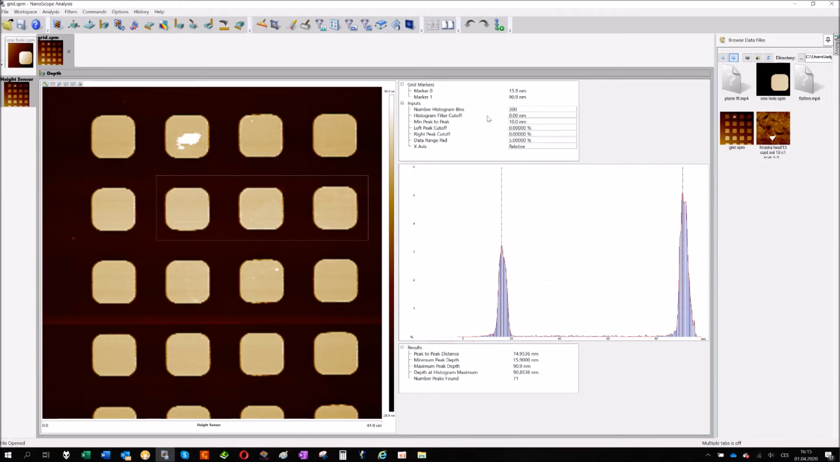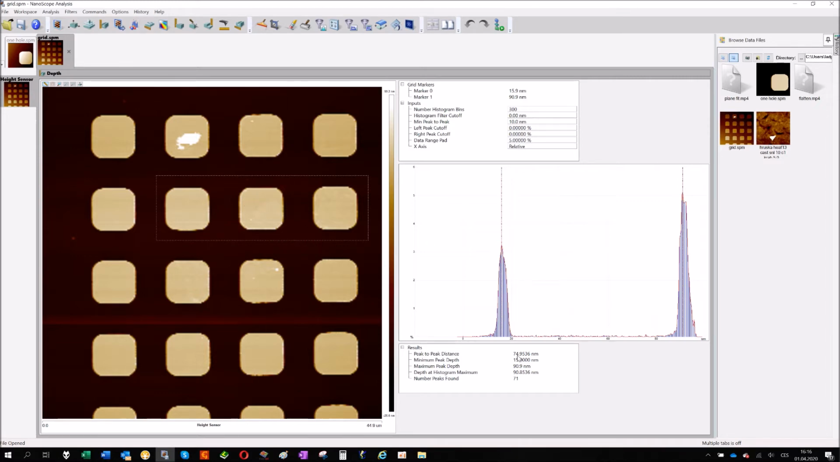What you can get here is a nice histogram with two markers, marker zero and marker one, with their positions, which are found automatically based on the graph. They are located at the peaks of the histogram. What's important is that it corresponds with the points here, and the distance between these two markers is the depth, meaning the depth between the substrate region and the feature region here.